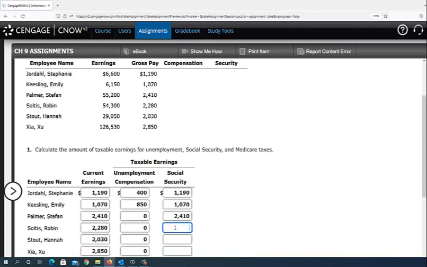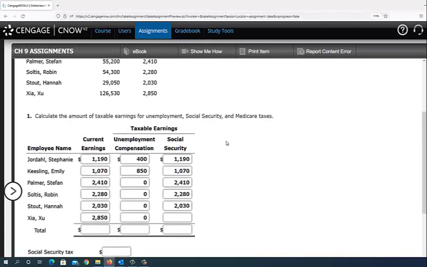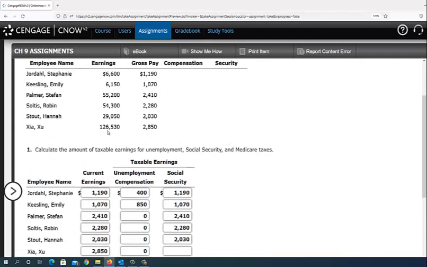Robin is the same. Her earnings will not exceed the Social Security earnings limit. Hannah is the same. And then on Zoo, we're going to have to look a little bit closer. If we take $126,530 and add $2,850, we're at $129,380. So we have exceeded the earnings limit.